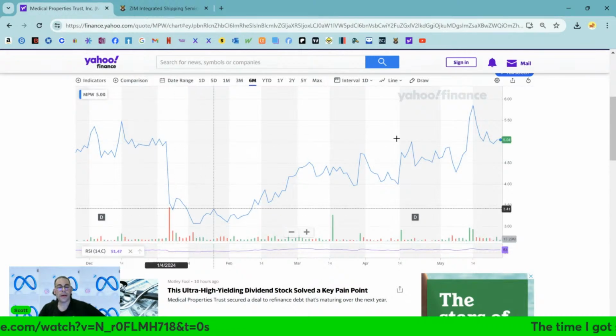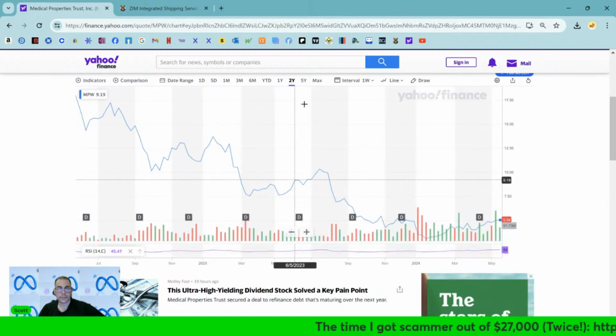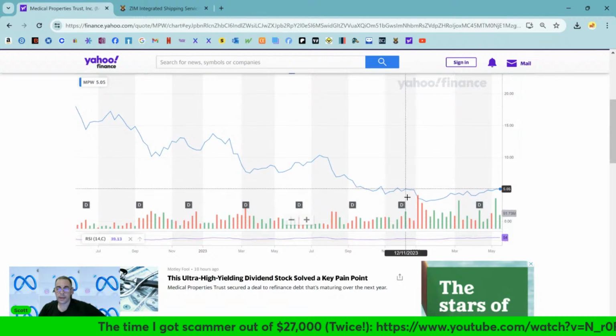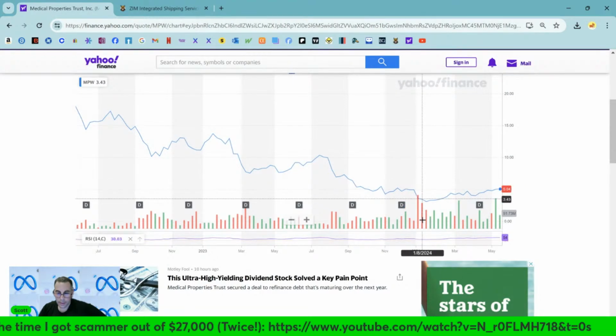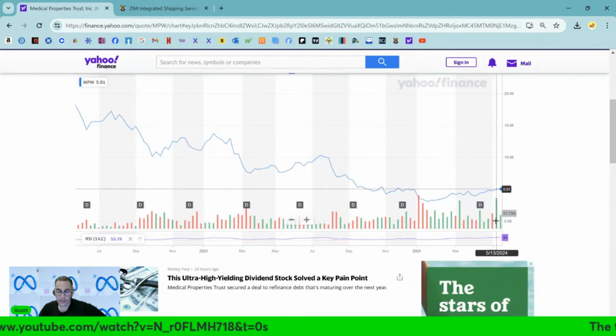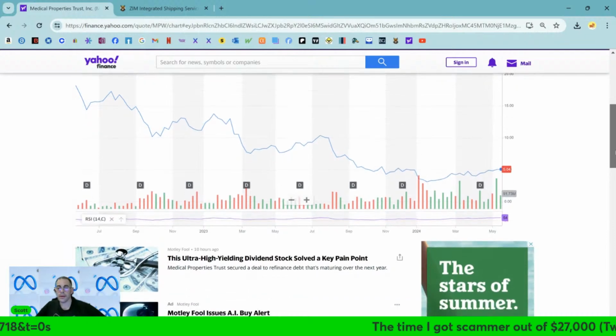It's so hard to time it because I wish they got rid of these bars at the bottom. Does anybody know how to get rid of the volume bars at the bottom? Because it makes it harder to read the chart.